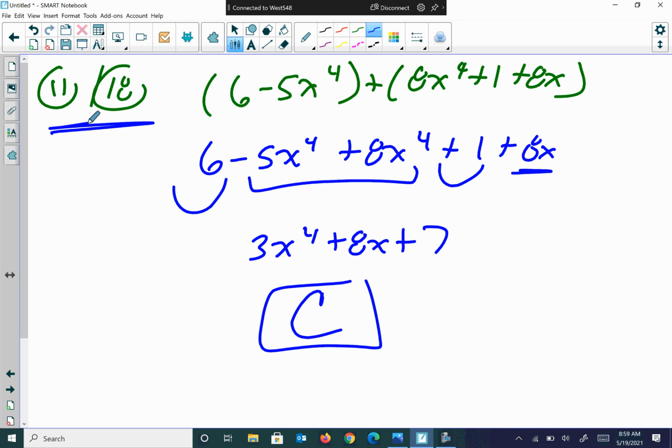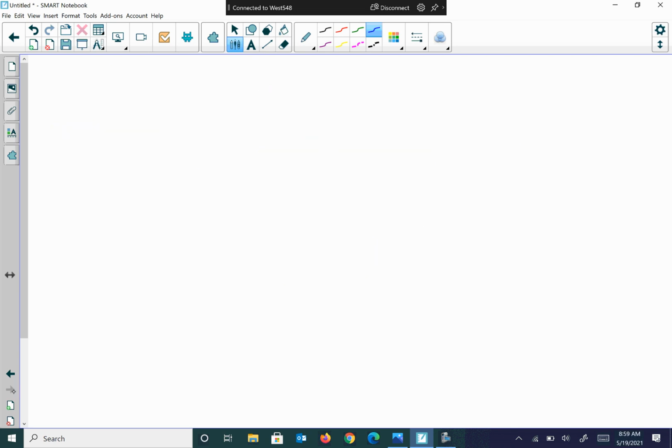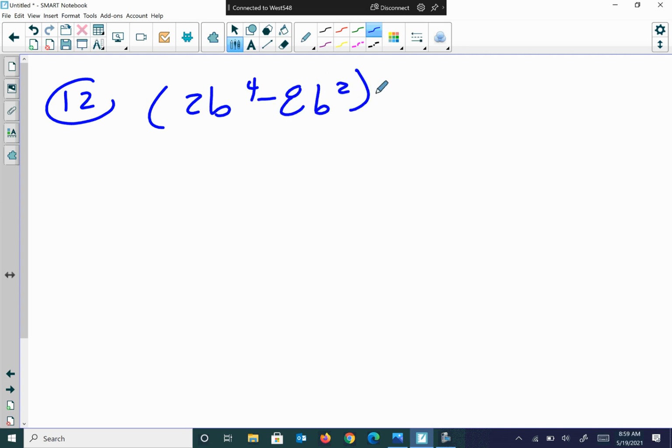Okay. Number 12 would be on this type of problem where people might make a mistake because you have to remember to distribute a negative number.